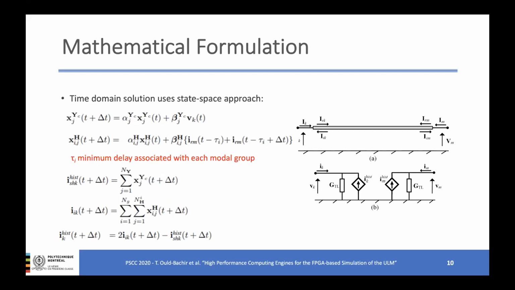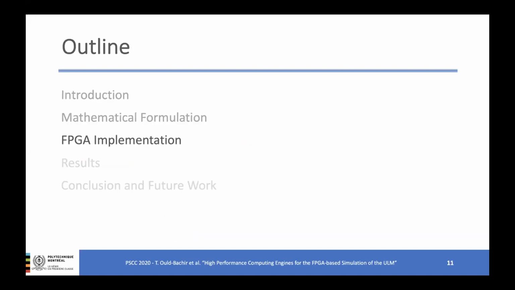Here you see the equations. So we have multiple states called here x, y, and xh for the propagation. And we see that on the propagation function side, we have these delays that are grouped as the previous presentation mentioned. At the end, we have a history current that is injected in the Norton equivalent, and this one is obtained from the sum of these 2 terms. I'm sorry for this. So we see that a lot of computation is needed for each single time step. Let's see how we can implement this on FPGA.